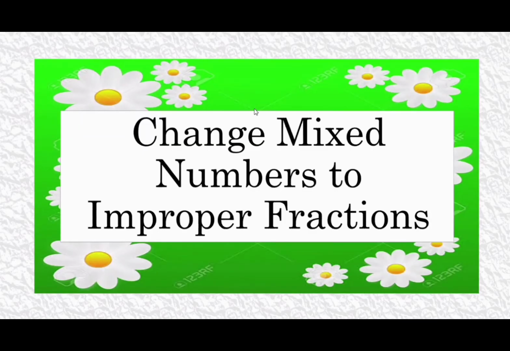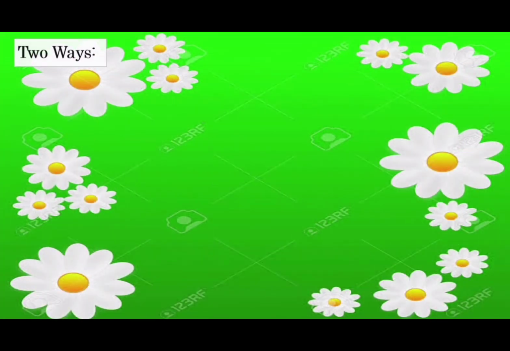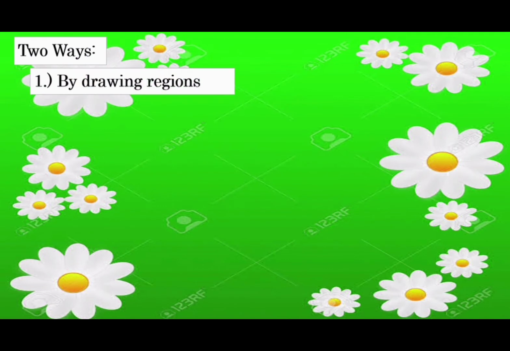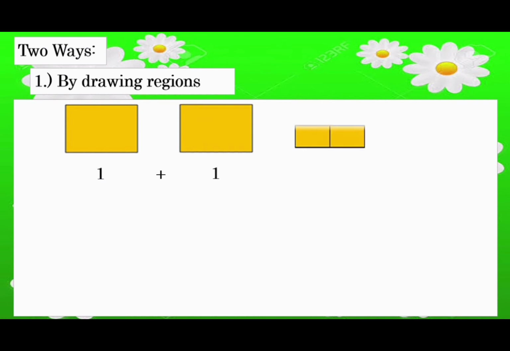Now let us discuss how to change mixed numbers to improper fractions. Change 2 and 3/4 to an improper fraction. There are also two ways to change mixed numbers to improper fractions. Number 1 is also by drawing regions. Let's make figures to represent 2 and 3/4. This figure is equivalent to 1 whole. The second figure is equivalent to 1 whole. And the last figure is equivalent to 3/4. Thus, these figures represent 2 and 3/4.